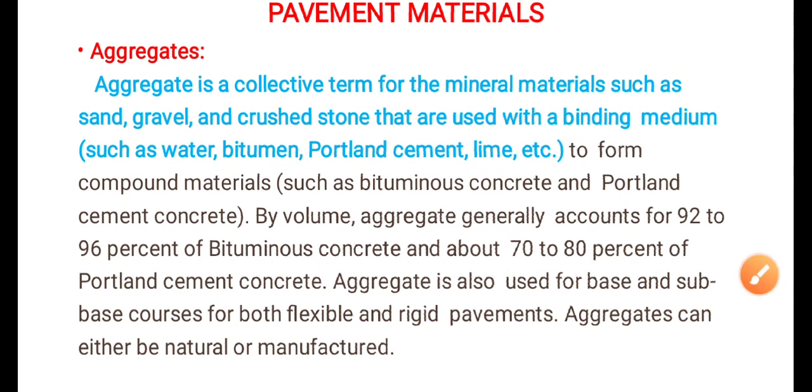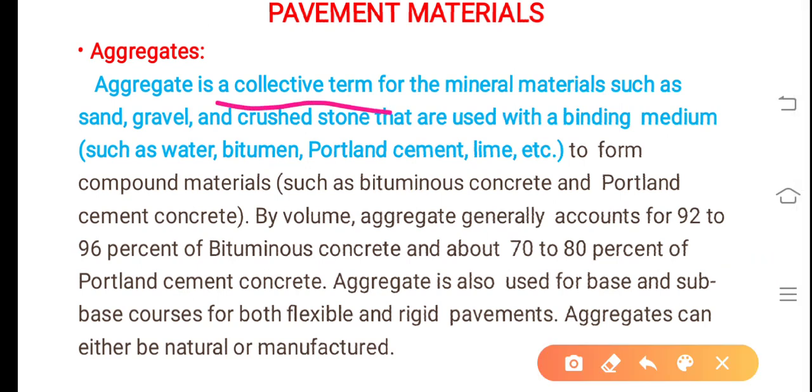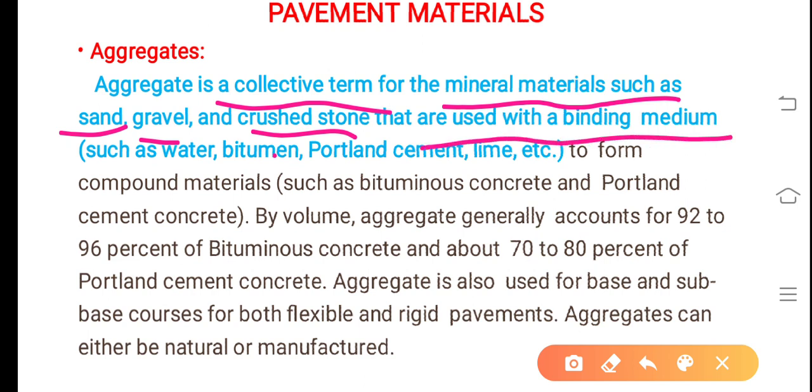Aggregate is a collective term for materials such as sand, gravel and crushed stone that are used with a binding medium such as water in waterbound macadam, bitumen in bituminous road construction of different types, and Portland cement in cement concrete construction. Even lime is used in base course and sub-base course to bond the aggregates together, to have good strength and the capability to sustain loads coming from vehicles moving over it.